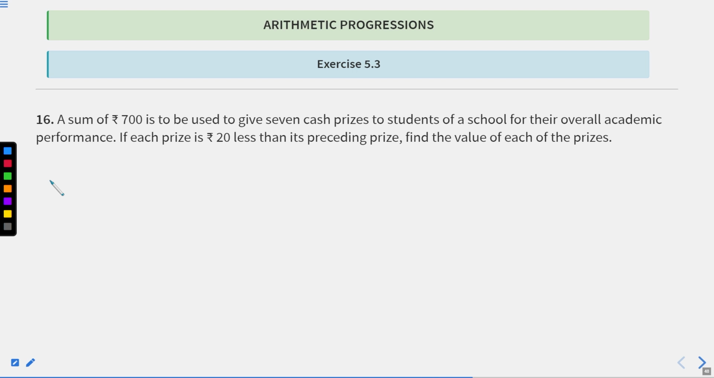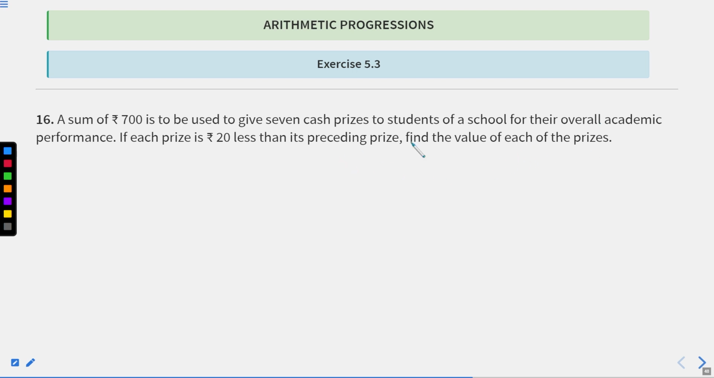Now let us solve question number 16. In this question, we are asked: a sum of rupees 700 is to be used to give 7 cash prizes to students of a school for their overall academic performance. If each prize is 20 rupees less than its preceding prize, then find the value of each of the prizes.